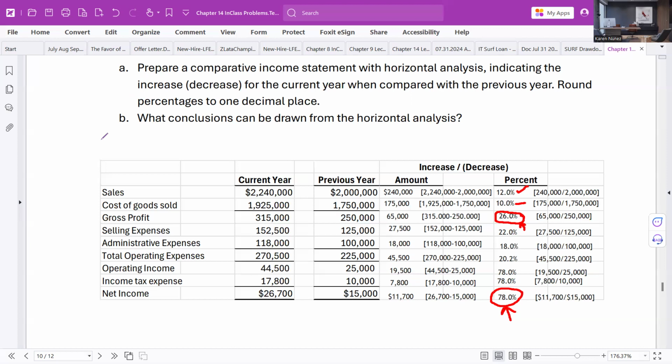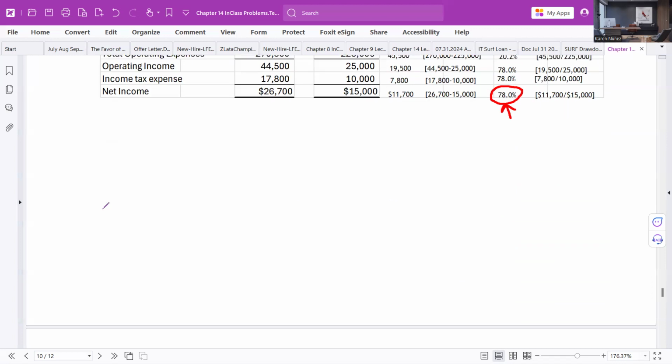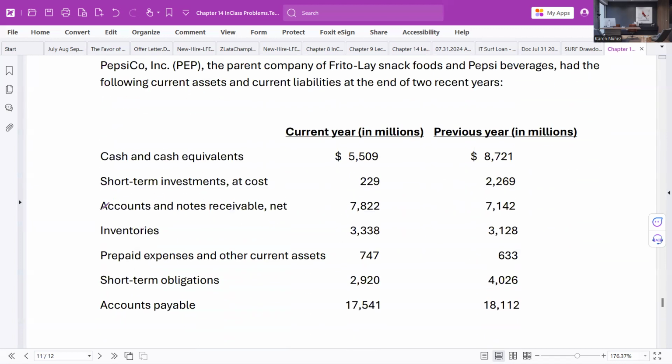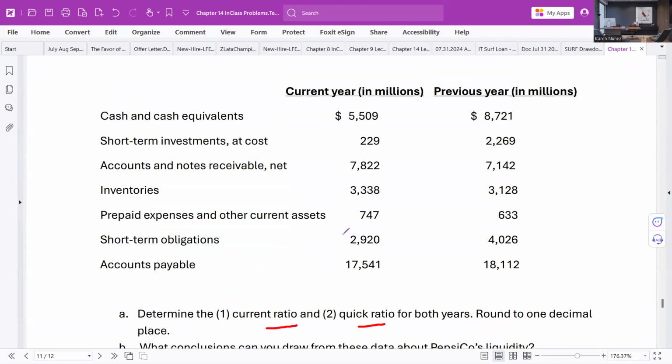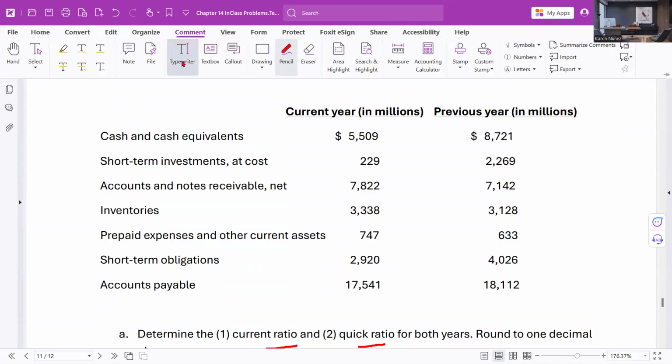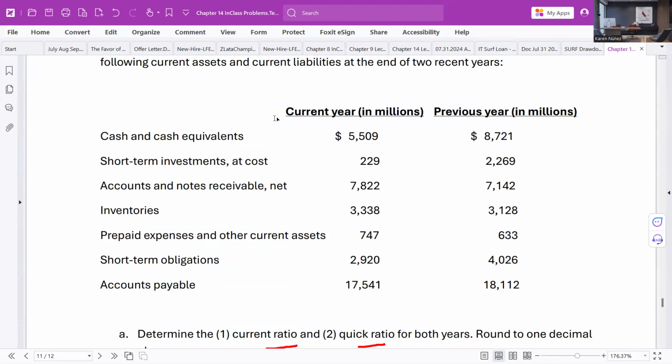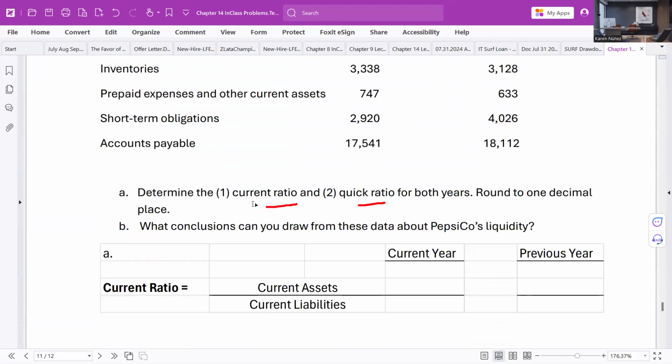So let's go back. I guess this is the last one that we're going to do, position analysis. We're going to go back and look at liquidity. And when we look at liquidity, the key measures again are going to be the current ratio and the quick ratio. So we need to measure the current ratio. And again, the current ratio very simply is current assets over current liabilities.